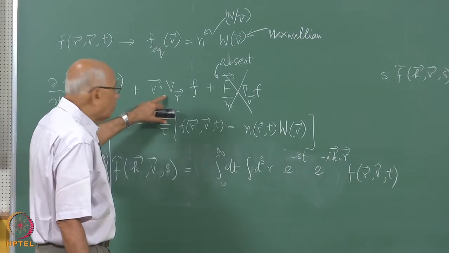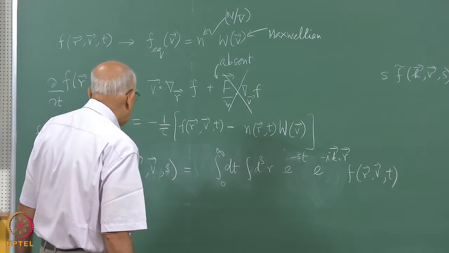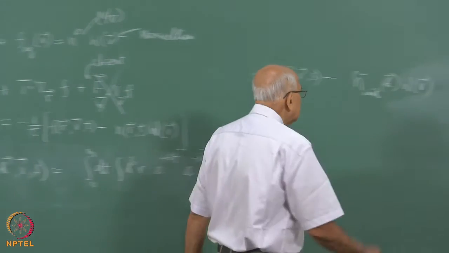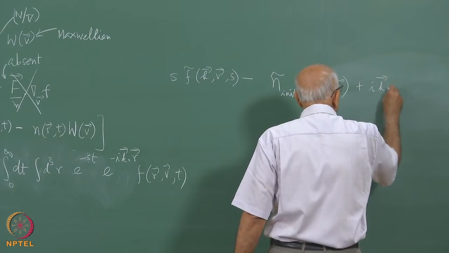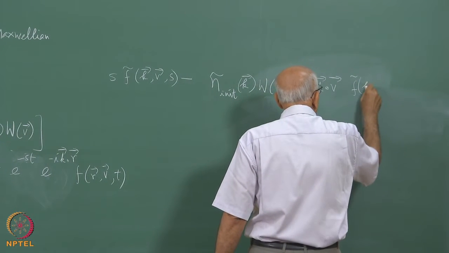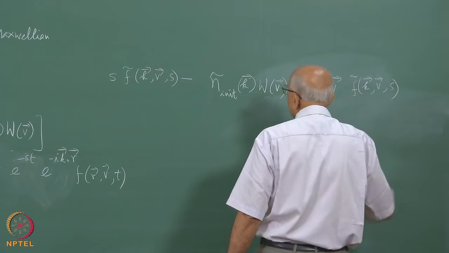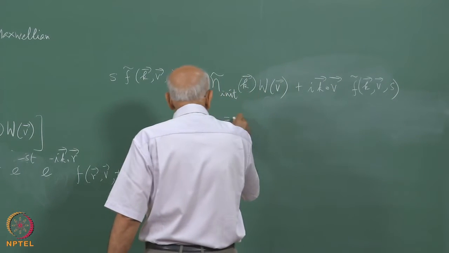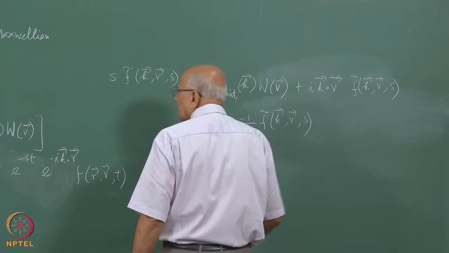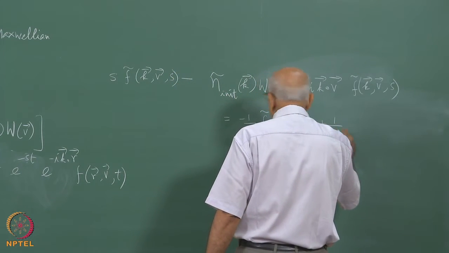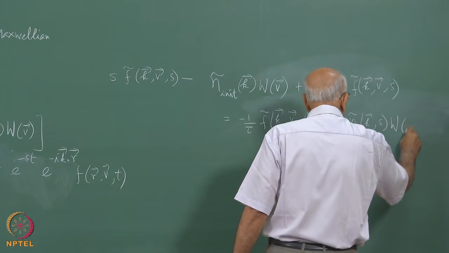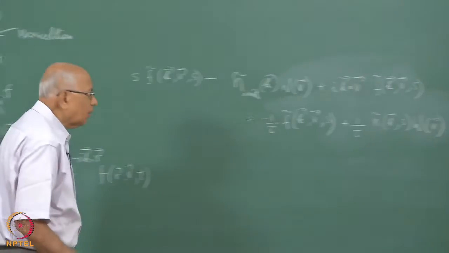And then there's this term which is going to pull up v dot del r acting on this fellow, which is going to put plus i k dot v on f tilde of k, v and s. And this is equal to minus 1 over tau f tilde of k, v and s on this side plus 1 over tau n tilde of k and s times W of v. Okay, we got all the factors right now.